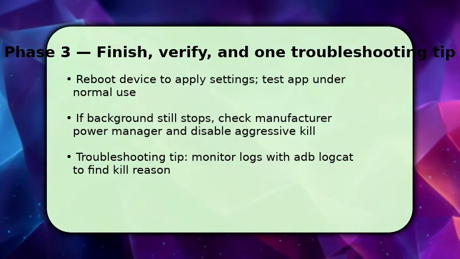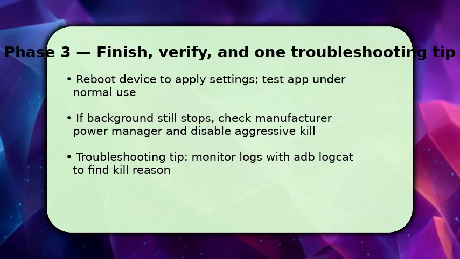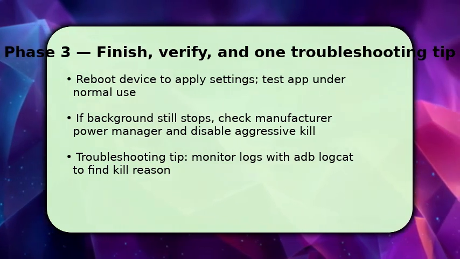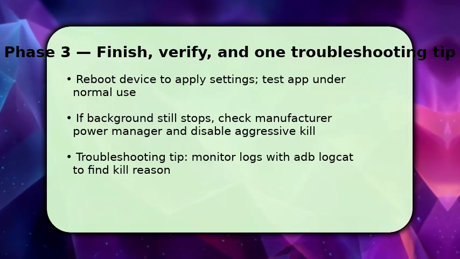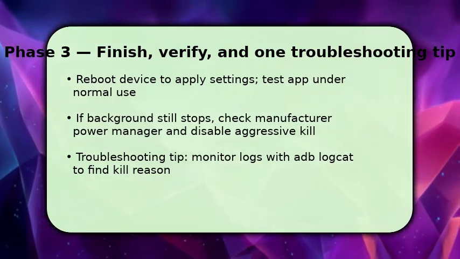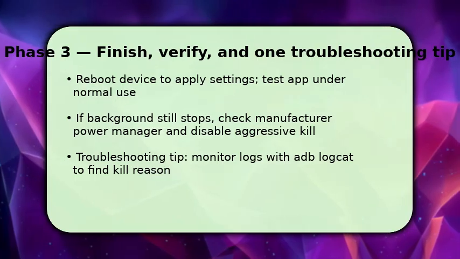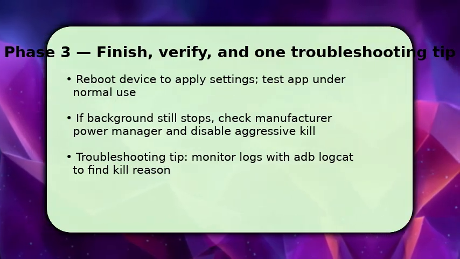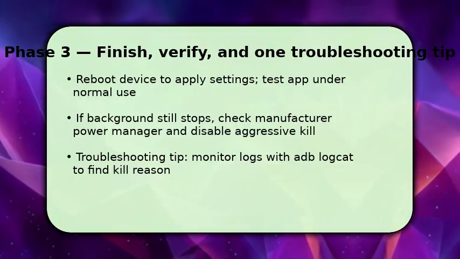Finish by rebooting the device so all permission and power changes take effect. Then test the app during typical usage to confirm it stays active. If the app still gets stopped, inspect the manufacturer's power manager. Xiaomi, Huawei, Samsung often add aggressive kill services and disable or whitelist your app there.